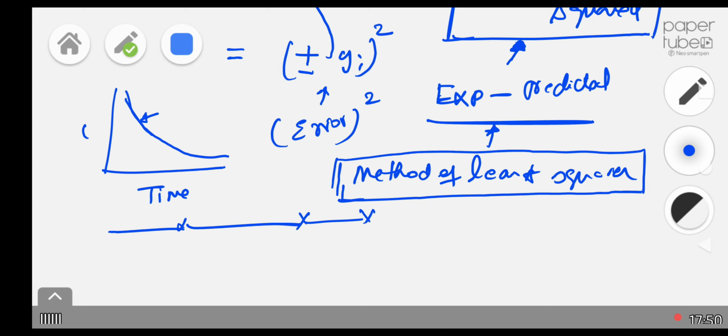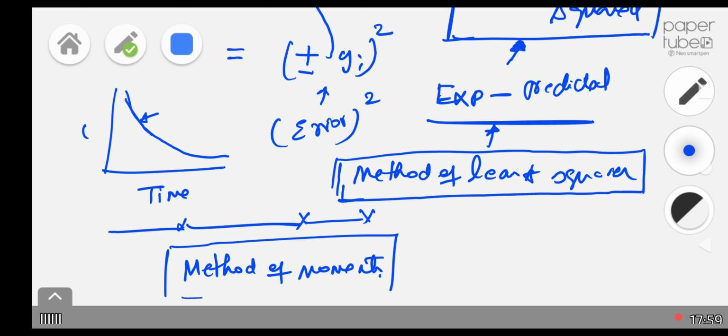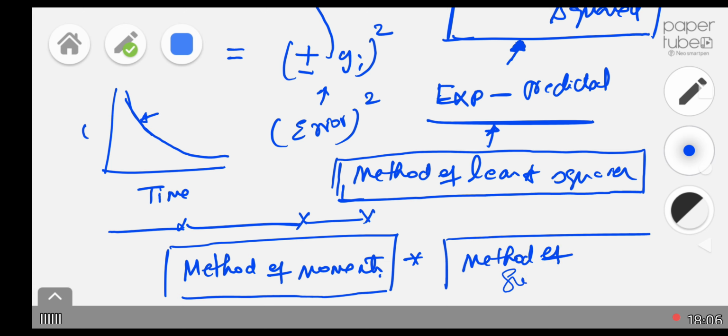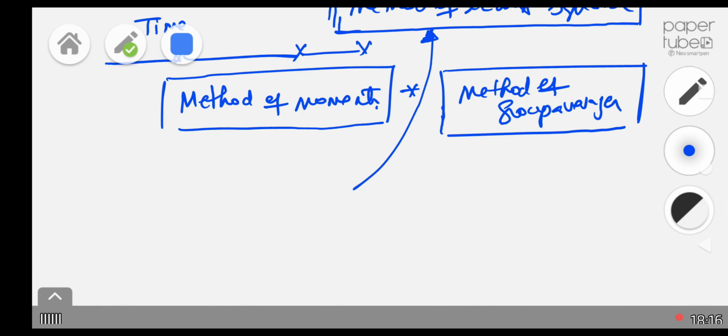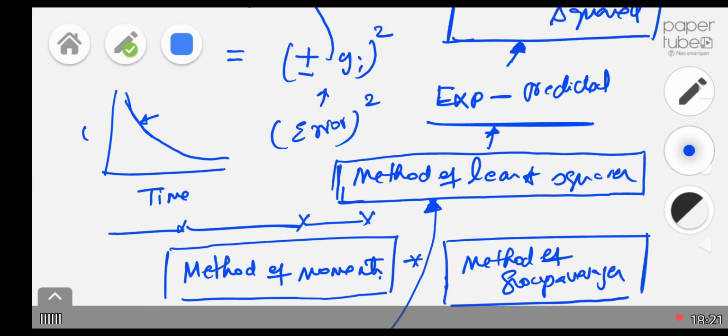Another one is something called the method of moments. This is something I can cover in a separate video. This is also a very useful method, and there is another method called the method of group averages. I can cover these topics in a separate video, but for the moment we are performing regression analysis using one of the most widely used methods. Almost every research lab, every scientist, every person in chemical engineering is going to use the method of least squares. It is the commonly used method, so that's what we are learning at the moment.